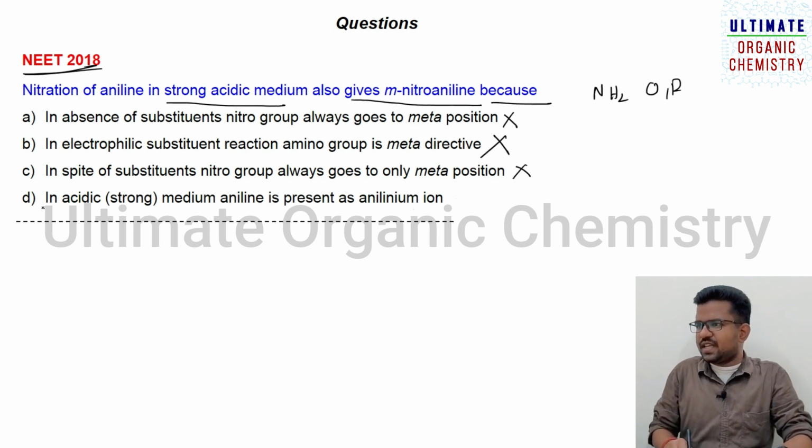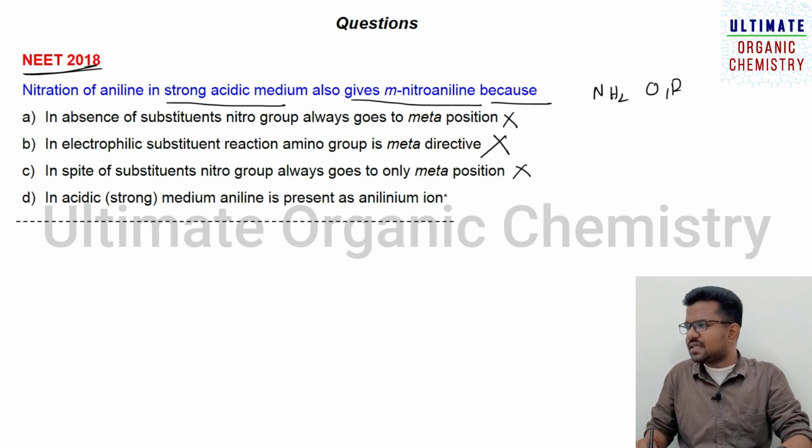So the last option is, in acidic, that is strong medium, aniline is present as anilinium ion. Yes, it is correct one, because after the formation of anilinium ion, it deactivates the ring. As a result, you are getting meta product because of minus I effect, and that is the reason. Okay, we will go to the another question.